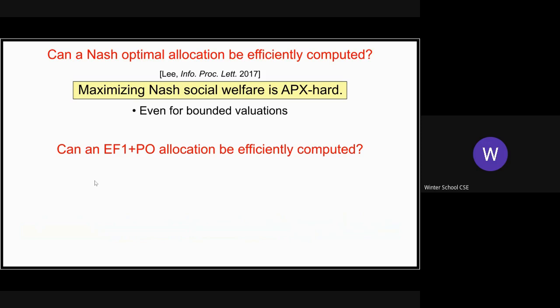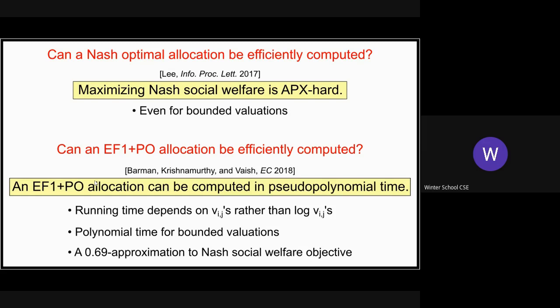Note that Nash was a sufficient condition for EF1 and PO. Nash implies EF1 and PO. And that sufficient condition is hard to compute, but it's not clear whether EF1 and PO is inherently a hard problem. There is a sense in which you can show that it is not so hard, certainly not as hard as Nash, because there exists a sort of polynomial time, a pseudo polynomial time algorithm for EF1 and PO. So what does pseudo polynomial mean?